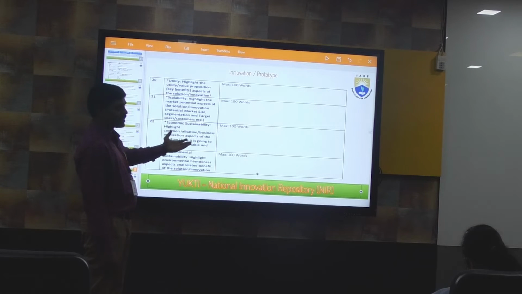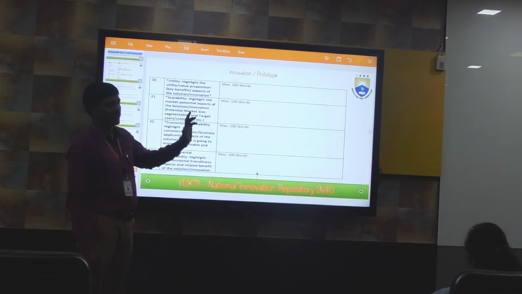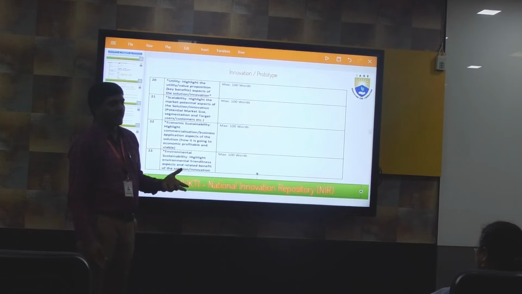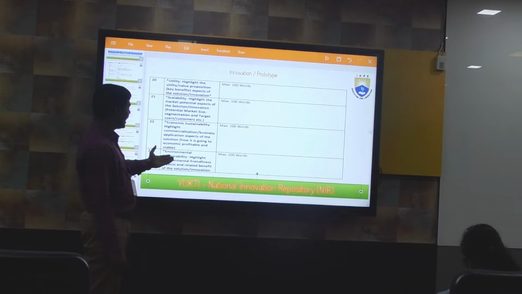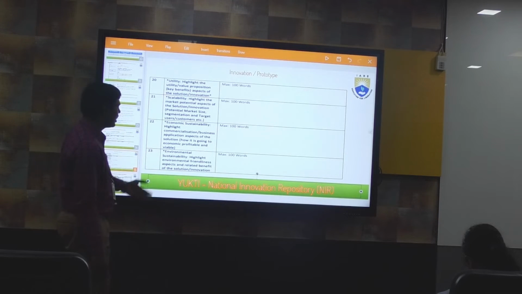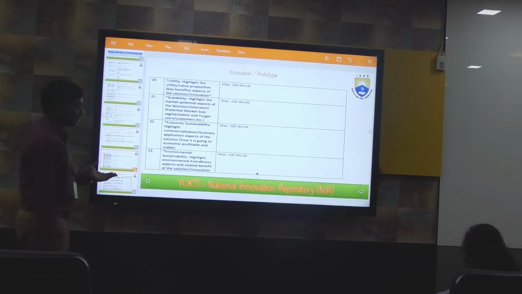The second one will be sustainability. Whenever we are talking about any product or any startup, the sustainability of that particular product in all aspects, in terms of finance, in terms of the environment, they have to know all aspects here. And for environmental sustainability, highlight environmental friendliness aspects and related benefits of the solution or innovation.